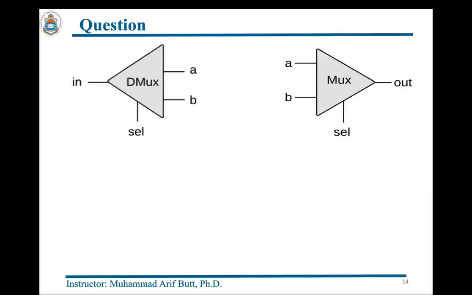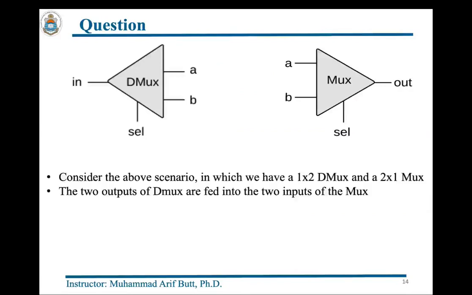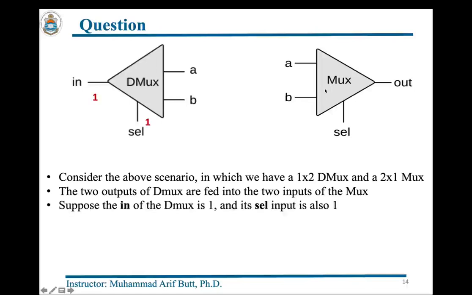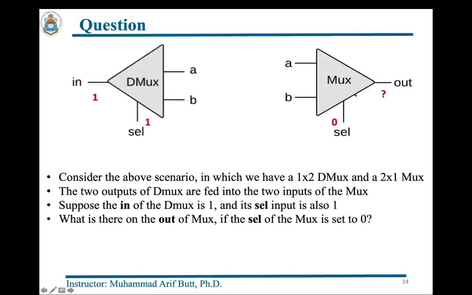Okay, so now there is a question. Let's suppose there is a demux and there is a mux. We have a 1x2 demux over here with, of course, a single selection line, and we have a 2x1 mux over here with, of course, a single selection line. The 2 outputs of this demultiplexer are fed into the 2 inputs of this multiplexer. Suppose over here we have a 1, that is the in of this demux is 1, and let's suppose that the selection input is also 1. Now the question is, what is there on the out of this mux if the selection of this mux is set to 0? Can you answer this question?